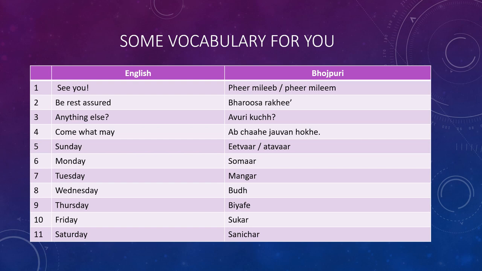Now I use the word atwar here. So I am giving you certain names of the weekdays, okay? Sunday is called Atwar or Itwar also. Monday is called Somar. Tuesday is called Mangar. We say Mangalwar in Hindi, right? So here it is shortened, Mangar. Wednesday is called Budh. Thursday is called Biafe. Friday is called Sukar. And Saturday is called Sanichar.